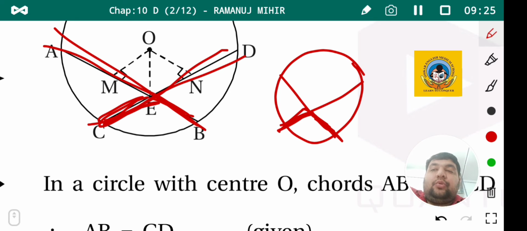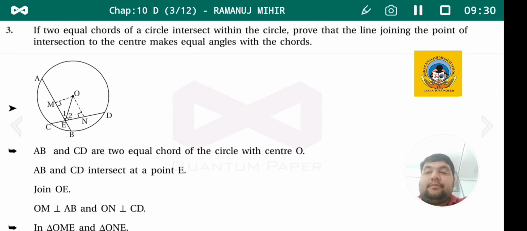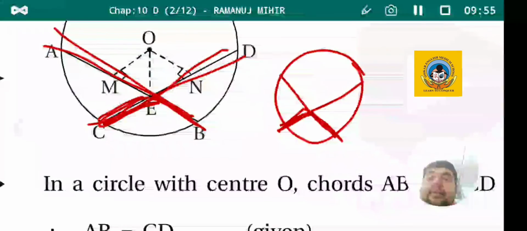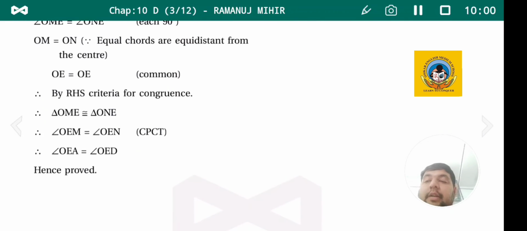It is very easy to prove. Now the next question: if two equal chords of a circle intersect within the circle, prove that the line joining the point of intersection to the center makes equal angles with the chords. Okay, in the previous section we proved that EB is equal to EC, but now we will prove that angle 1 is equal to angle 2.